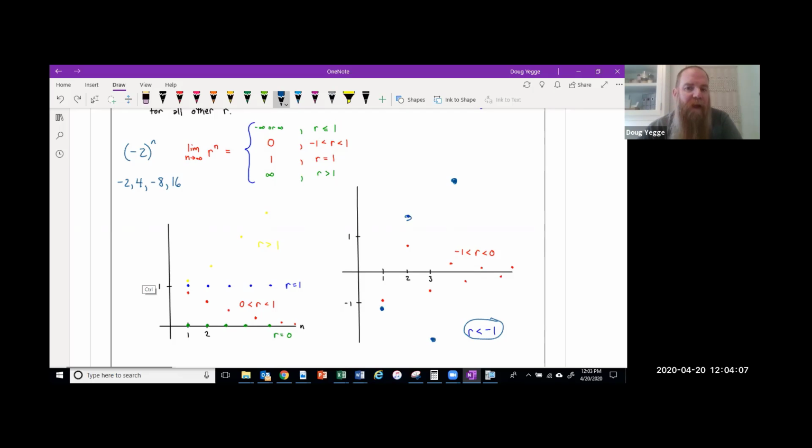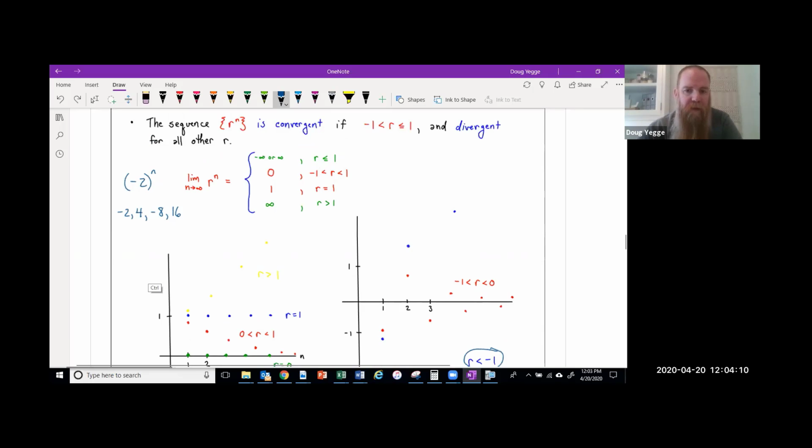So now we should probably look at -1 and 1 individually. What if we have the sequence 1 to the n? Well, now we would be saying 1, 1, 1, 1, 1, 1. You can see that if r is equal to 1, it obviously converges to 1. That's really uninteresting, right? So notice that if r is equal to 1, it definitely converges to 1, which is why there's an equal sign right here at 1.